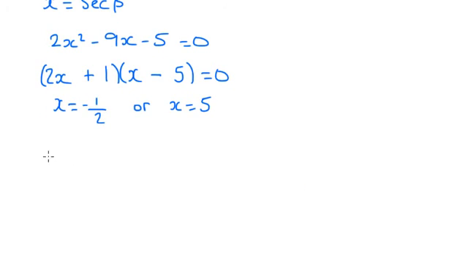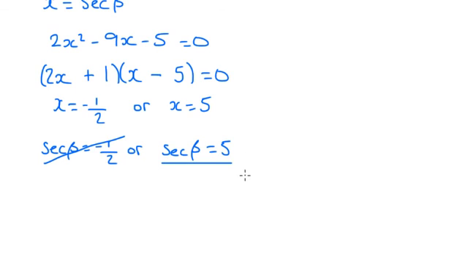But x was actually sec beta, so sec beta is equal to negative a half, or sec beta is equal to 5. But just like sine and cos can't be greater than 1 or smaller than negative 1, because sec is the reciprocal of cos, that means sec can't be between minus 1 and 1. So this answer here is not a valid answer. The only valid answer for this question is that sec beta equals 5.